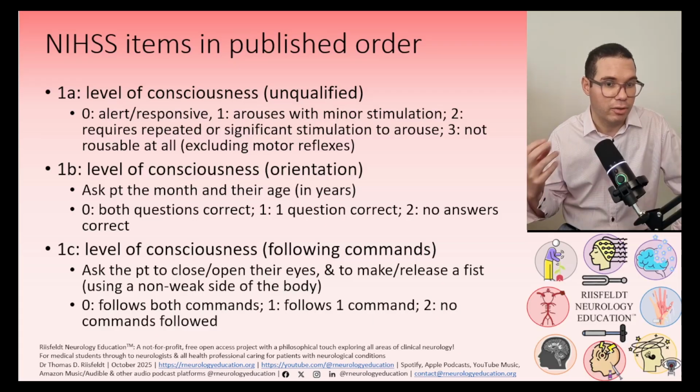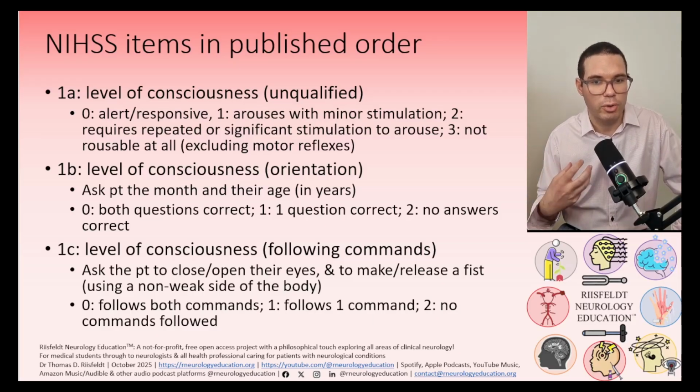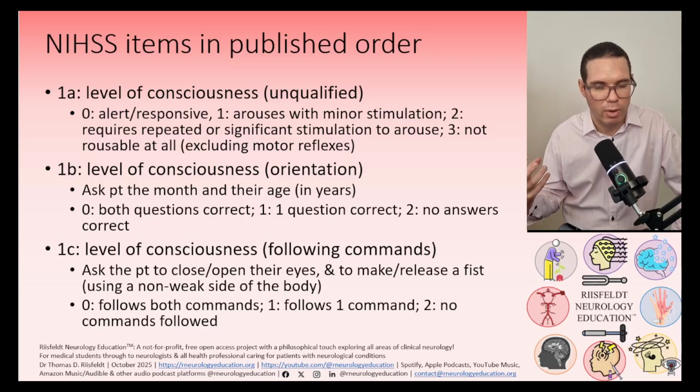0 is the patient is alert and responsive. 1 is the patient arouses with minor stimulation. 2 is the patient requires repeated or significant stimulation to rouse. And 3 is that they are not rousable at all. So despite really quite repeated and vigorous stimulation, including noxious stimuli, the patient cannot be roused at all.